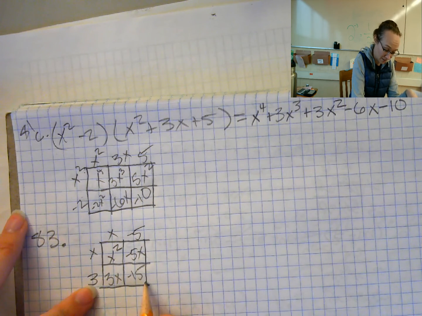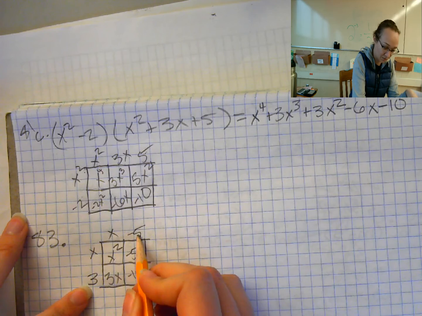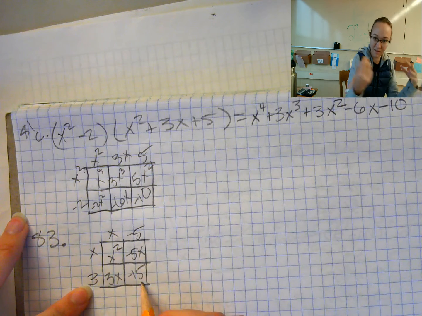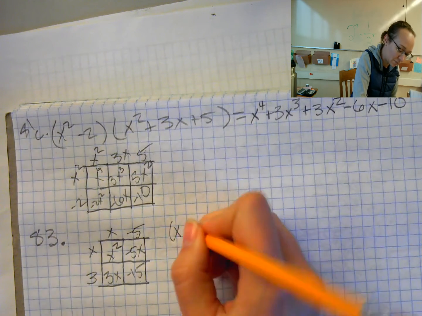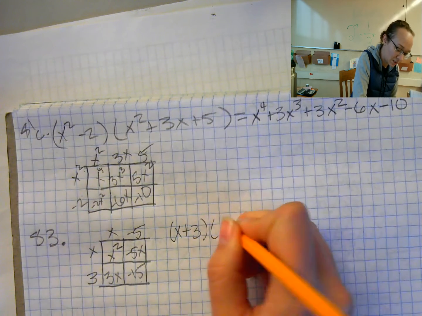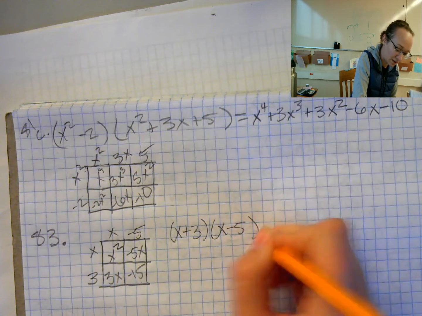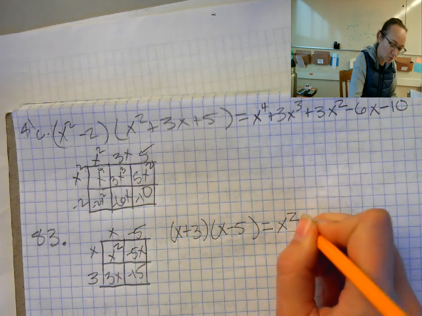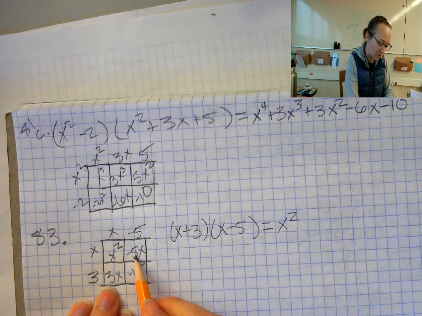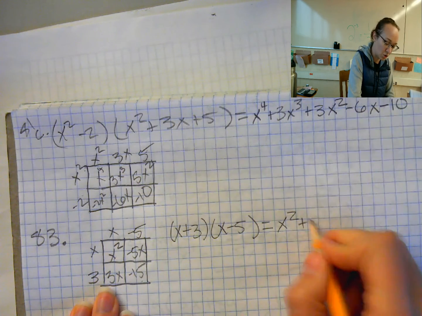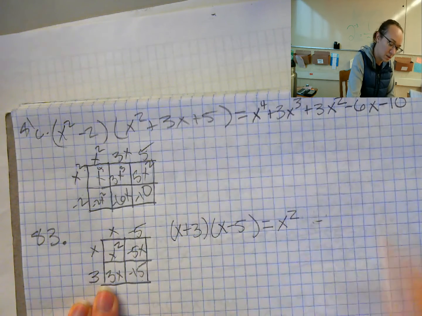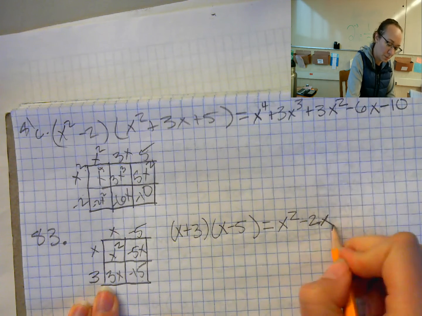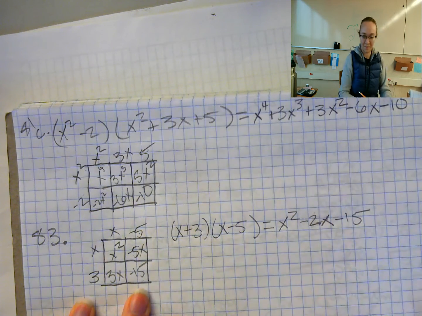And then, is it true that negative 5 times 3 gives me negative 15? Yes, it worked. So I have x plus 3 times x minus 5 equals x squared. And then negative 5 plus 3 is minus 2x minus 15.